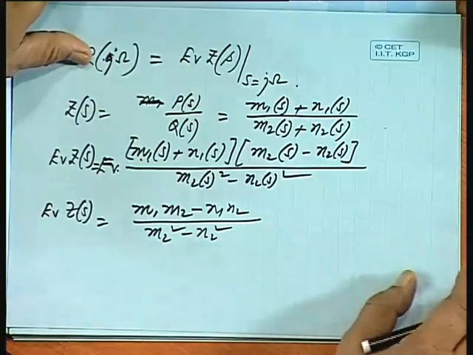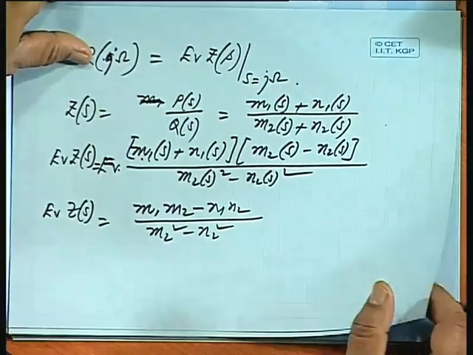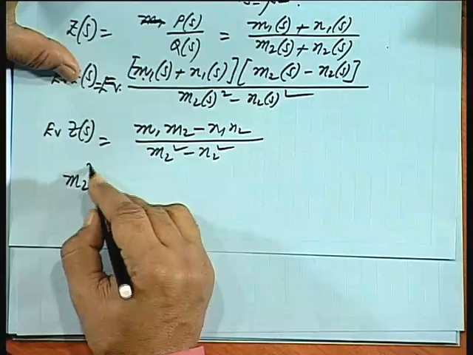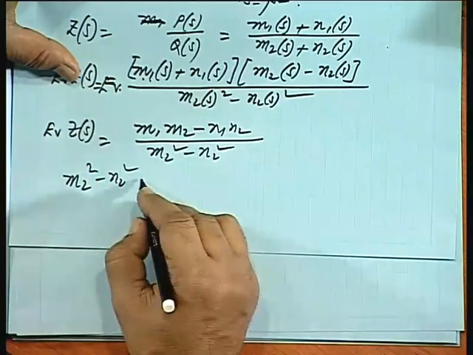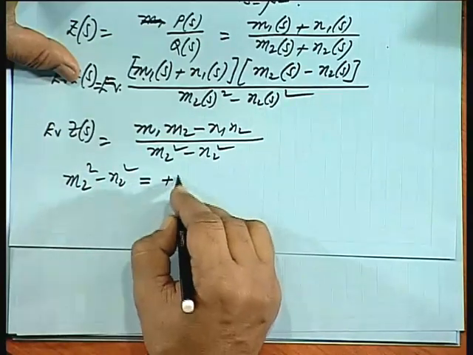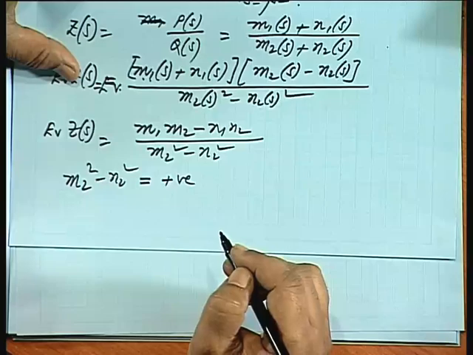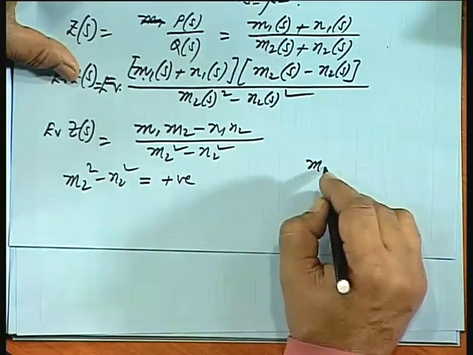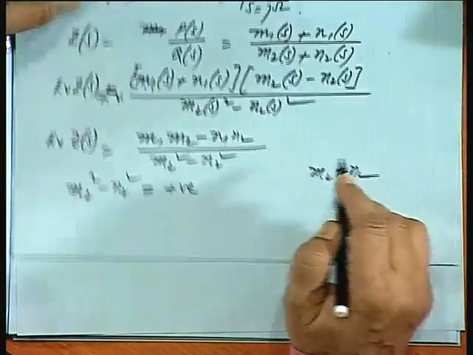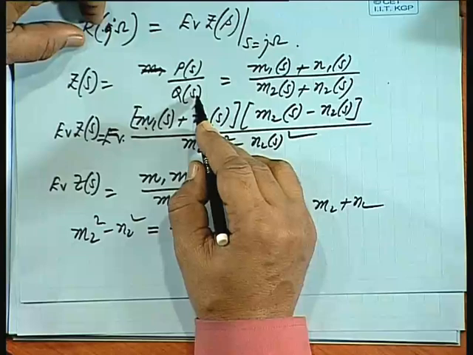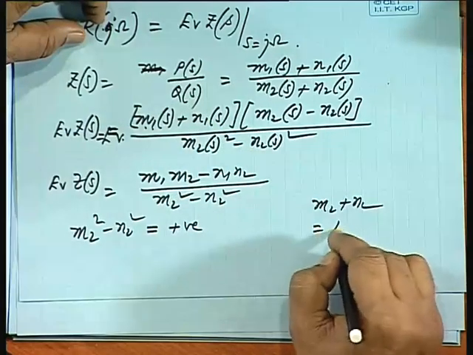M2 squared minus N2 squared, for any value of s equal to j omega, will always remain positive. Why? M2 squared minus N2 squared is always positive. Why? M2 plus N2, if I put s equal to j omega, will be something like A plus jB.